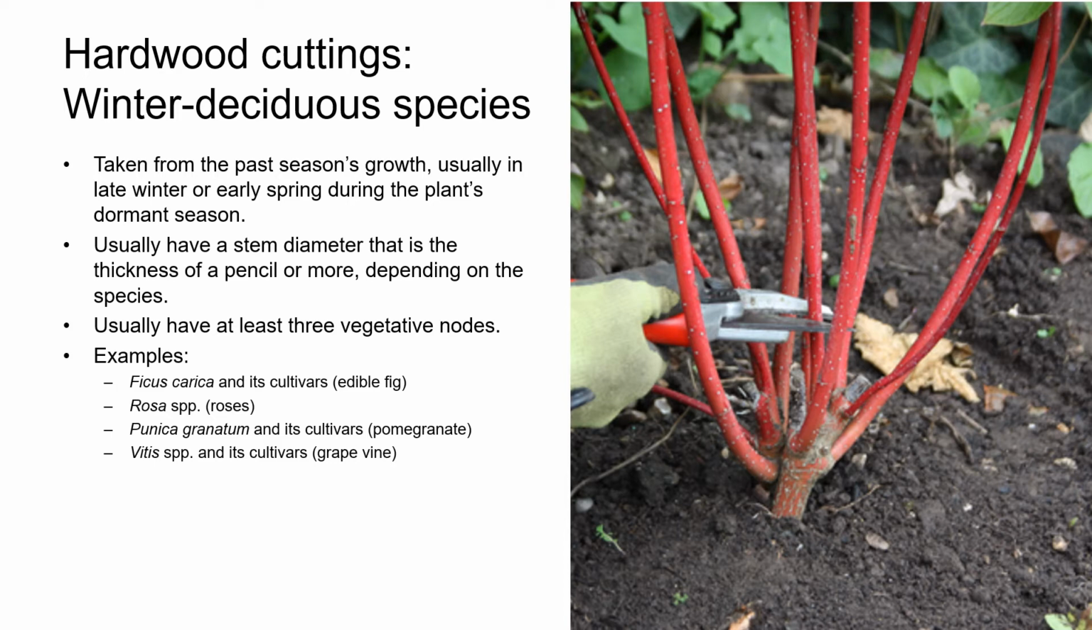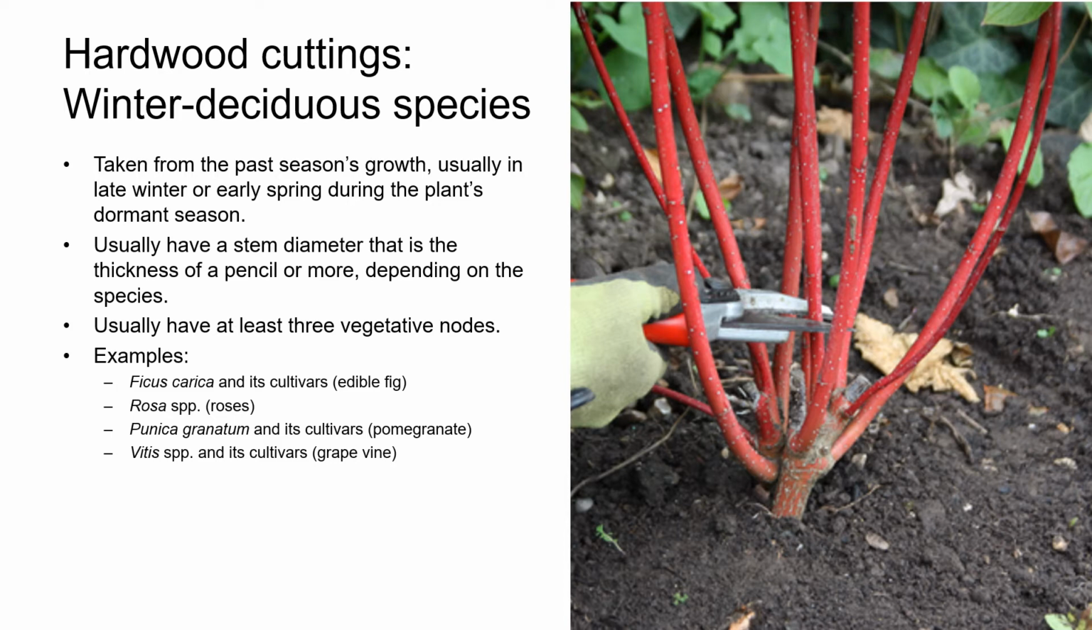Hardwood cuttings usually have a stem diameter that's at least the thickness of a pencil or more, depending on the species, and they vary in length from around 4 inches to 2.5 feet. They have a minimum of 2 nodes, but usually more, and the basal cut is usually made about 1/16 to 1/8 of an inch below a node.